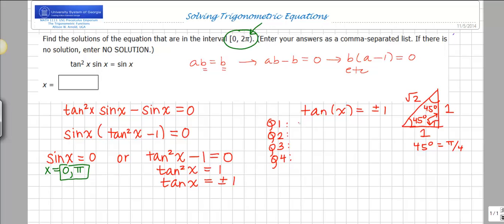So the first solution would be pi over 4. The second solution is pi minus the reference. That's the second quadrant. Common denominator gives you 3 pi over 4, although WebAssign has no problem accepting pi minus pi over 4. Third quadrant is pi plus your reference. And the fourth quadrant is 2 pi minus the reference.